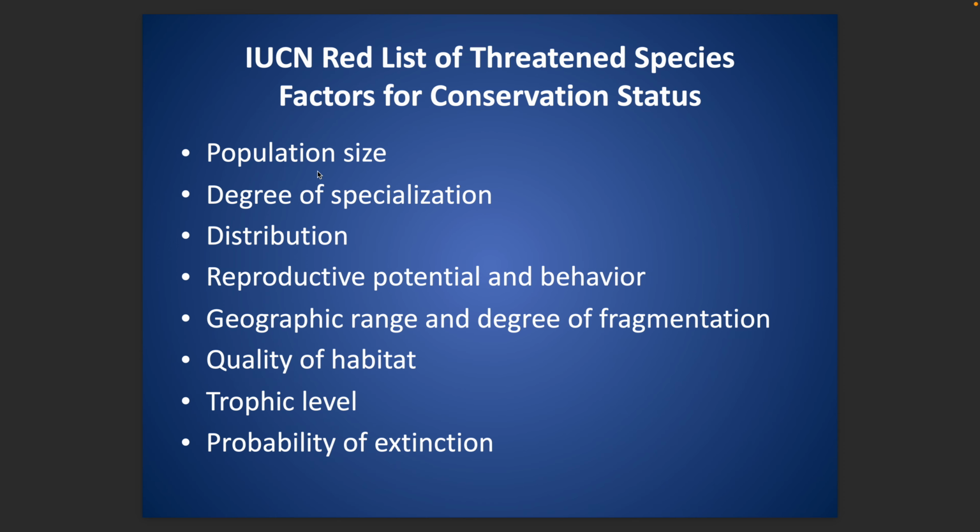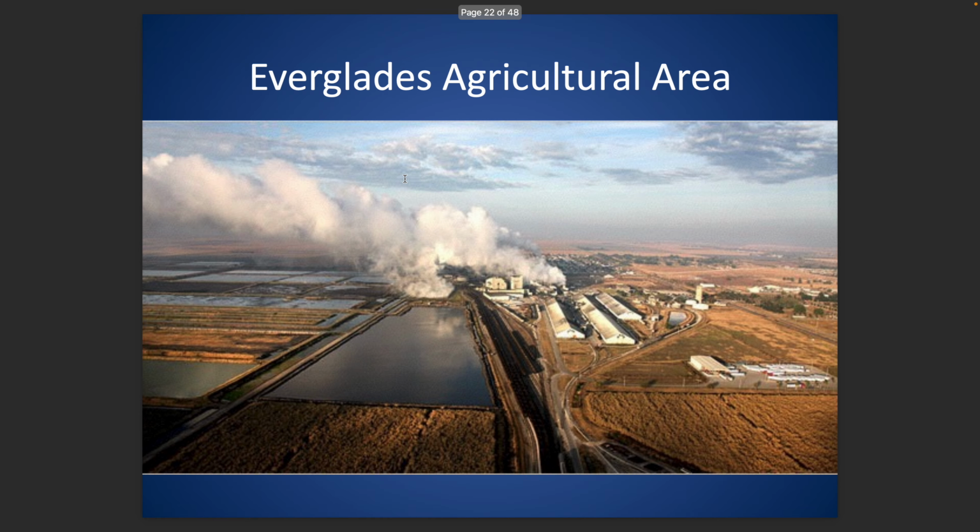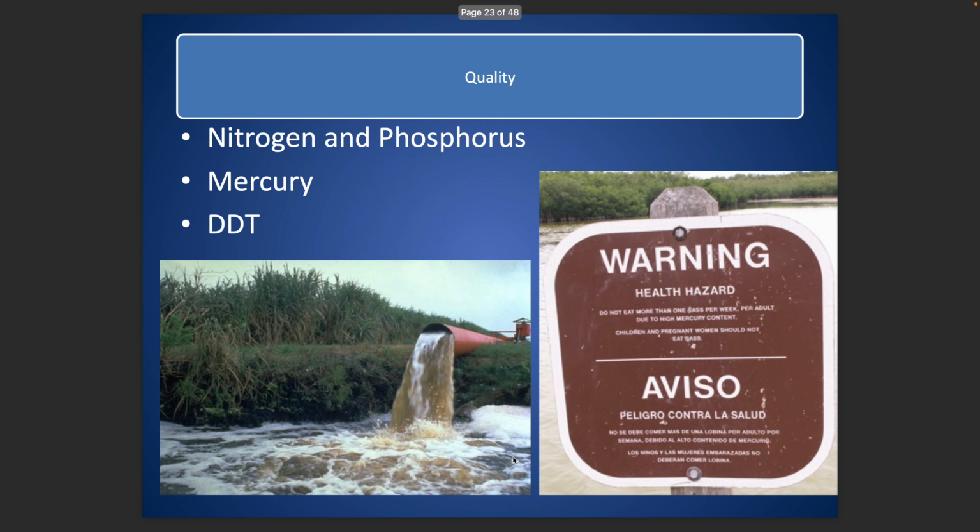We're going to look at 4 species, and we're going to see which of these factors are affecting their conservation status. So we're going to start in the Everglades agricultural area, where lots of runoff from these farms includes things like nitrogen and phosphorus, mercury, and DDT.